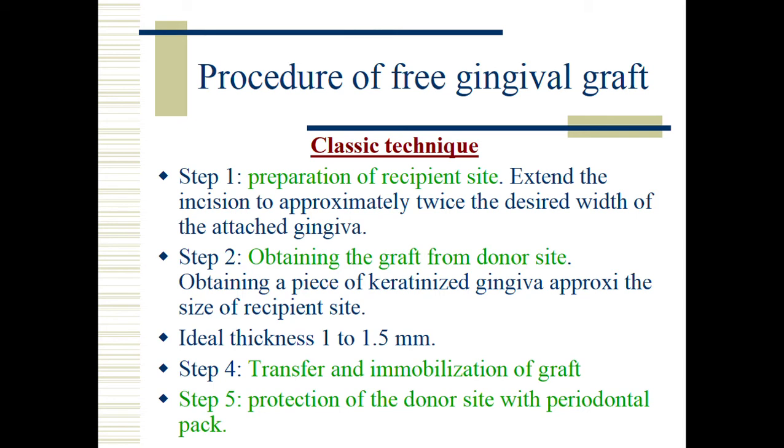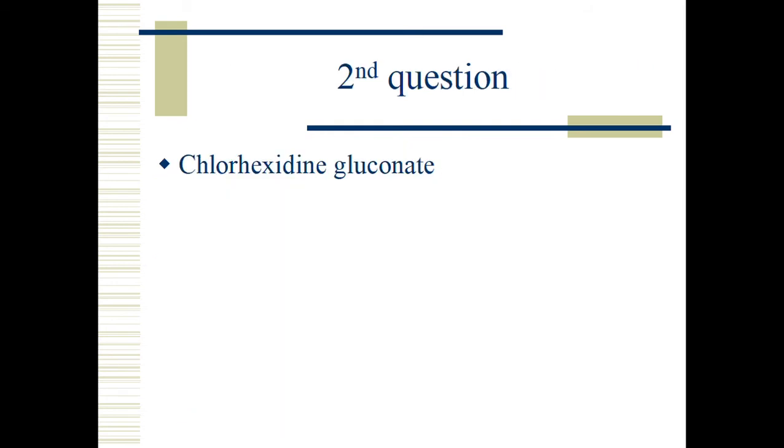Obtaining a piece of keratinized gingiva approximately the size of recipient site. An ideal thickness of graft should be 1 to 1.5 mm. Step 4, transfer and immobilization of graft. Step 5, protection of the donor site with periodontal pack.